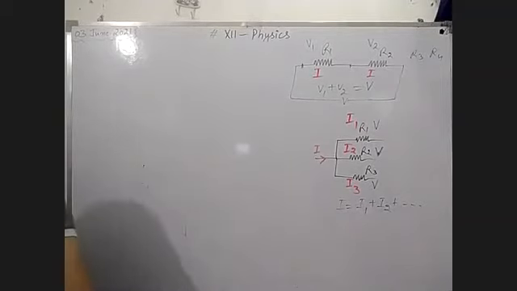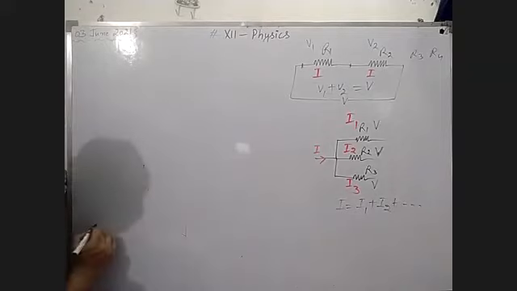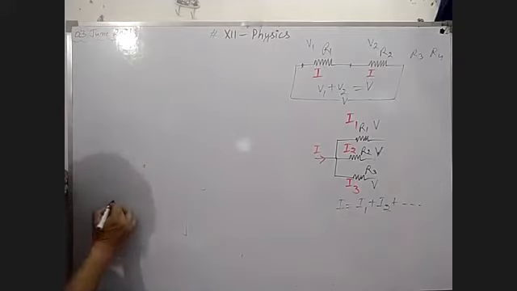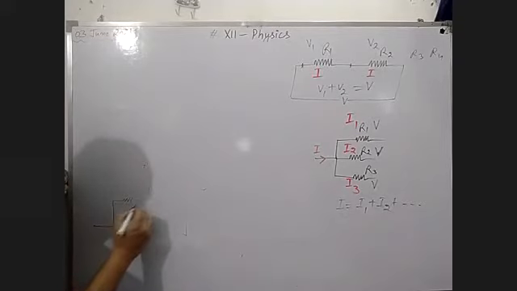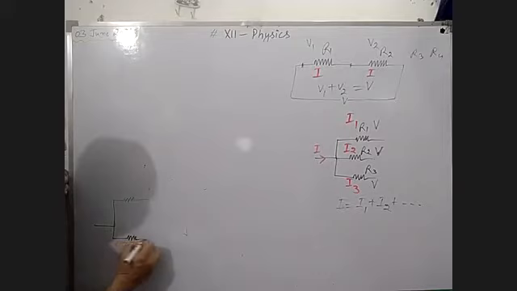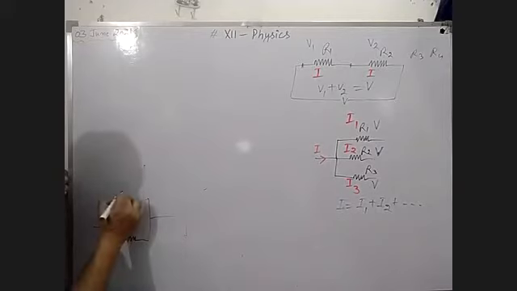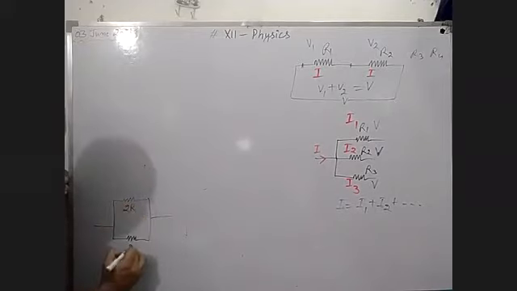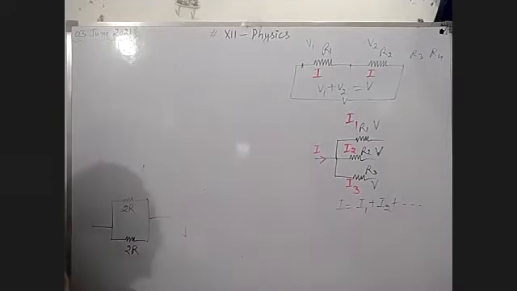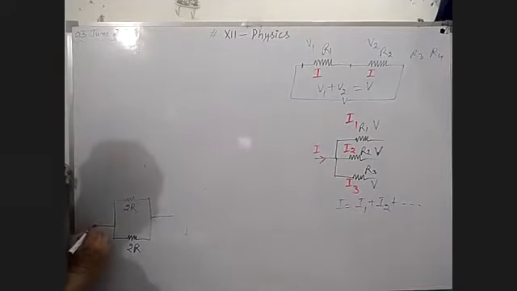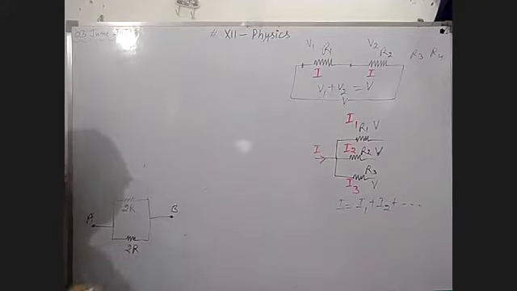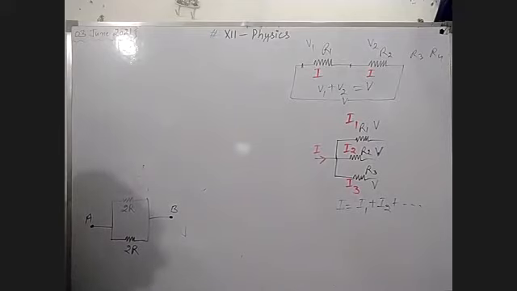In different manners, you can take this type of numerical as you are in +2 standard. Suppose you have given two resistors and their value is 2R and 2R. This is point A, this is point B. Now calculate the net equivalent resistor.